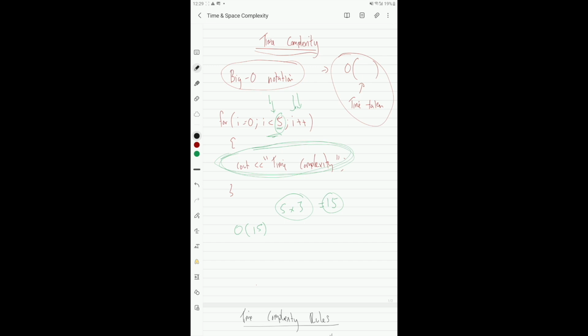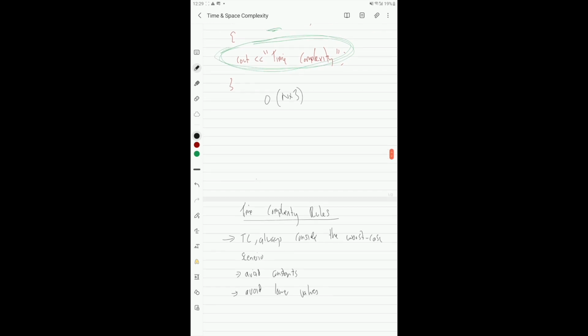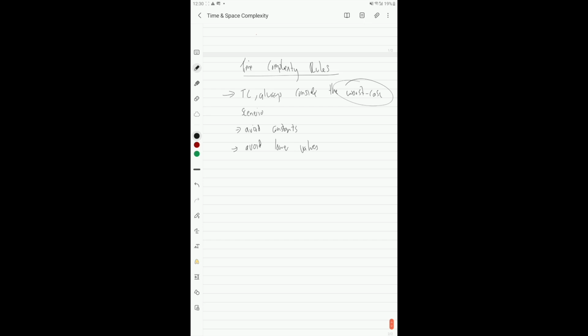Let's say this value is now changed into n, where we don't know the value. We don't know the value of n. So can we say big O of n times 3? Yeah, we can say n times 3, no? Because we know 3 notations. So it considers the worst case scenario. So let's take another example here.